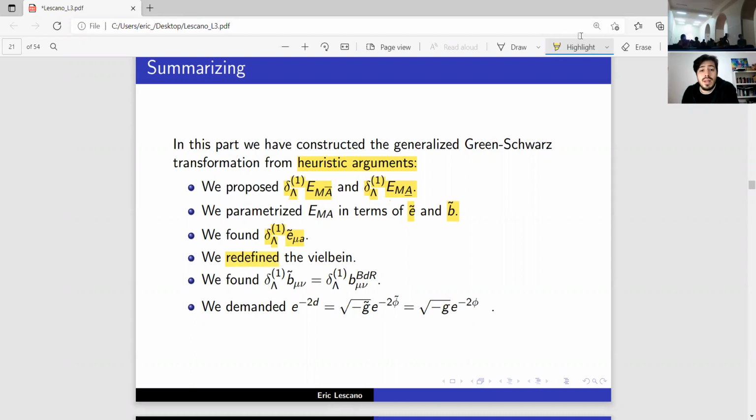We do not need field redefinitions for the B field. The B field is okay. And finally, we need to demand a good measure. We need to redefine also the dilaton in order to match with the version of the rule approach at the level of the transformations only. We need an action, and we are going to construct that action in the next part.